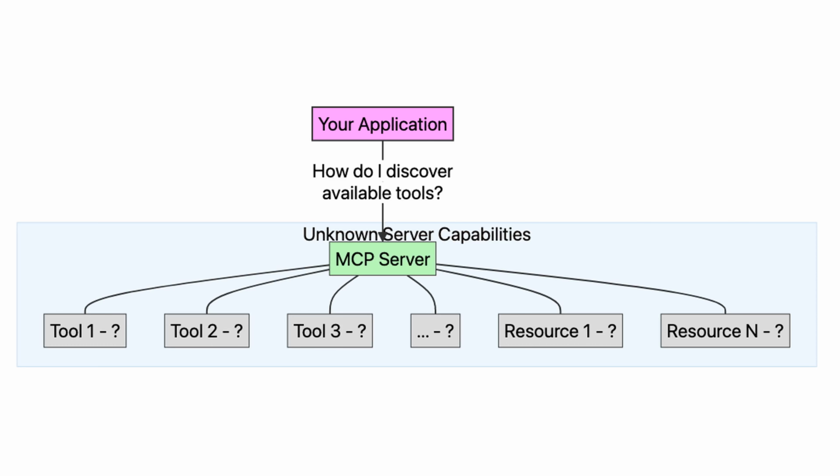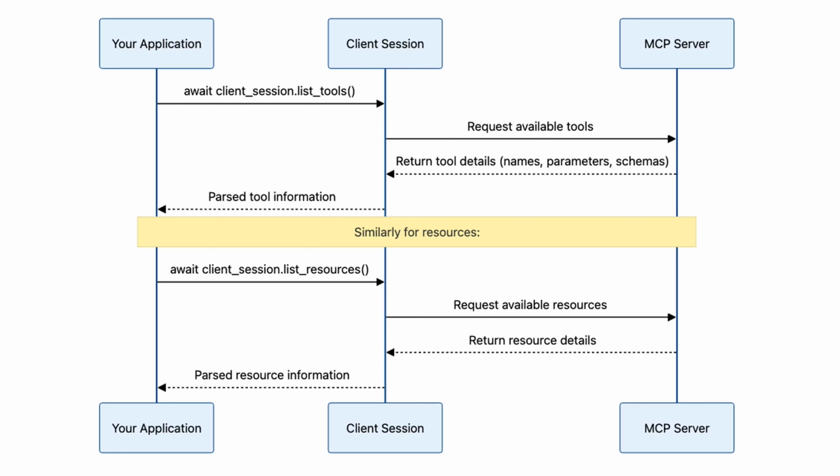Wait, that's it? Just a few lines of code? But how do I know what tools are even available on the server? I mean, if I'm connecting to someone else's MCP server, I can't just guess what tools they provide, right? Great question. That's one of my favorite features. You can actually ask the server what it offers using await session.list_tools(). It returns details about every available tool. Same goes for resources. Just call session.list_resources(). I had a project last month where we connected to 3 different MCP servers, and this made it super easy to discover what each one could do without digging through documentation.